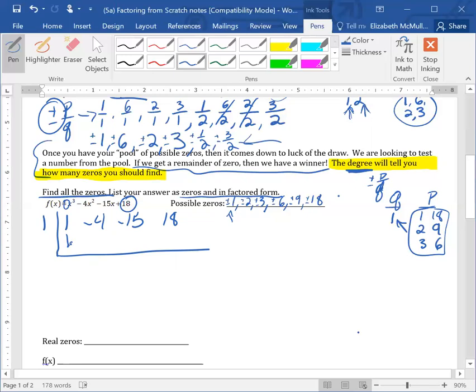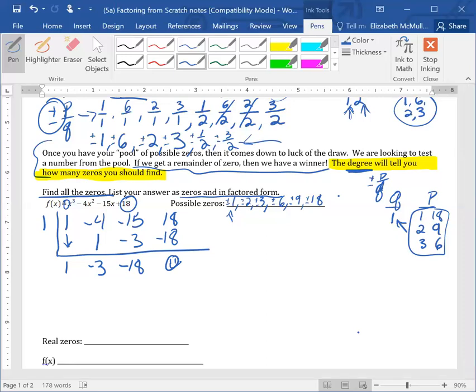All right, bring down this number. 1 times 1 is 1. Negative 4 plus 1 is negative 3. Negative 3 times 1 is negative 3. Negative 15 plus negative 3 is negative 18. And negative 18 times 1 is negative 18. Oh, hey, we're going to get lucky. 18 plus negative 18 is 0. Woo-hoo! We found a factor on our first try. Yes. All right.